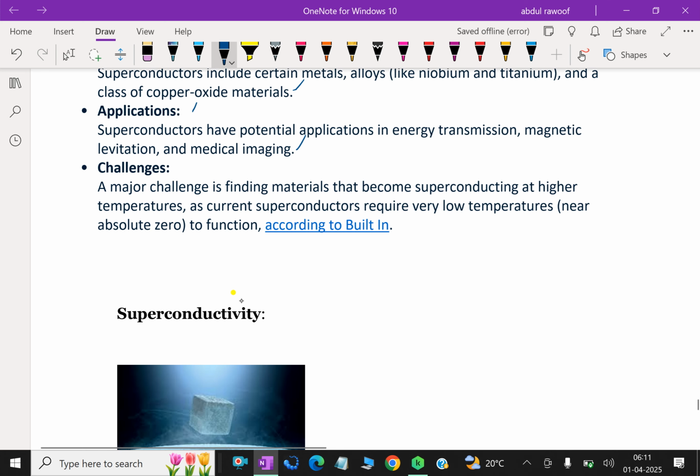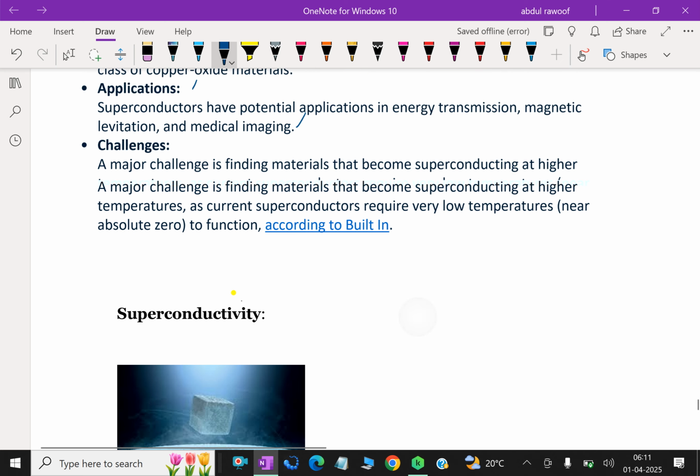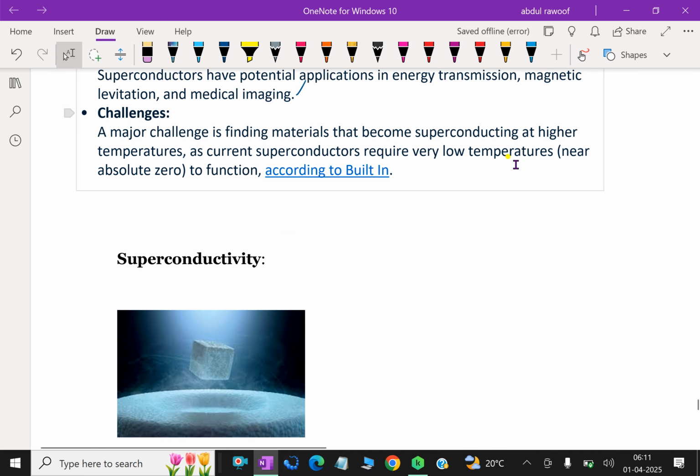Challenges: a major challenge is finding materials that become superconducting at higher temperatures. Current superconductors require very low temperatures, near absolute zero, to function.